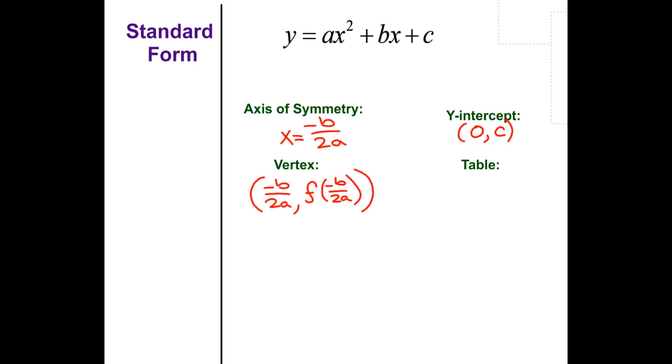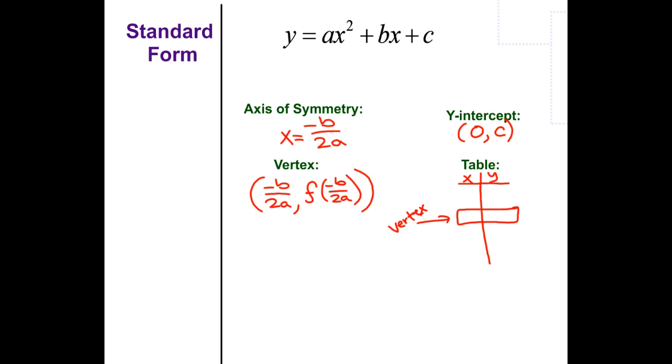Now if you guys look at our table, what you're going to want to do for your table is find 5 points to graph. But really it's going to be pretty easy. This middle number that I'm going to put in there is always going to be my vertex. So you're always going to put your vertex in the middle.